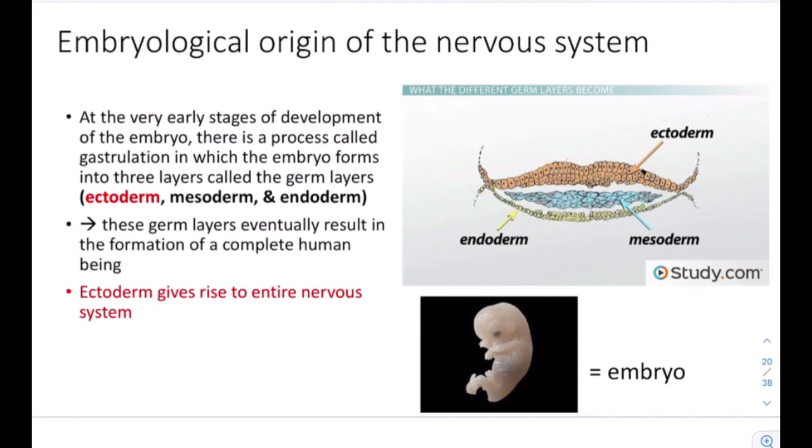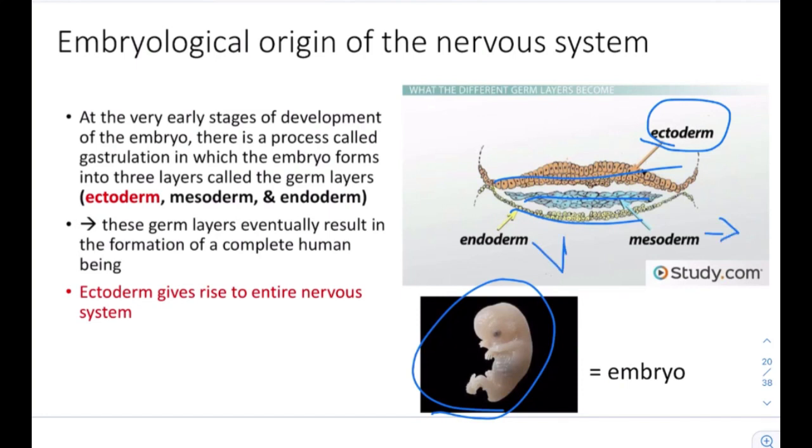Let's talk about the embryological origin of the nervous system. At the very early stages of development of the embryo, there's a process called gastrulation, where the embryo forms 3 layers: the ectoderm, the mesoderm, and the endoderm. The entire nervous system comes from the ectoderm. And for example, the mesoderm is going to give rise to the muscles of the body, and the endoderm is going to give rise to the gastrointestinal tract. All of these layers are going to eventually result in the formation of the human being.